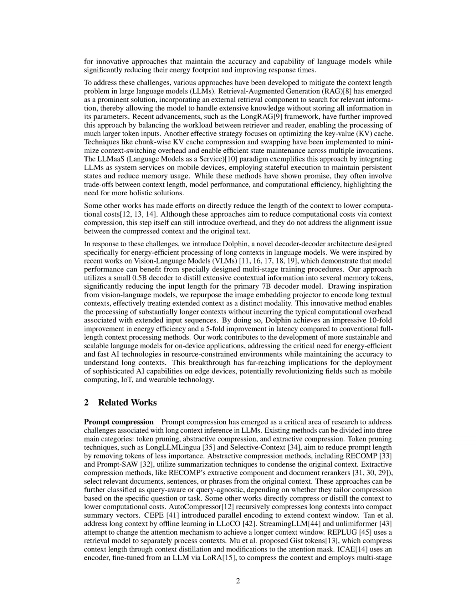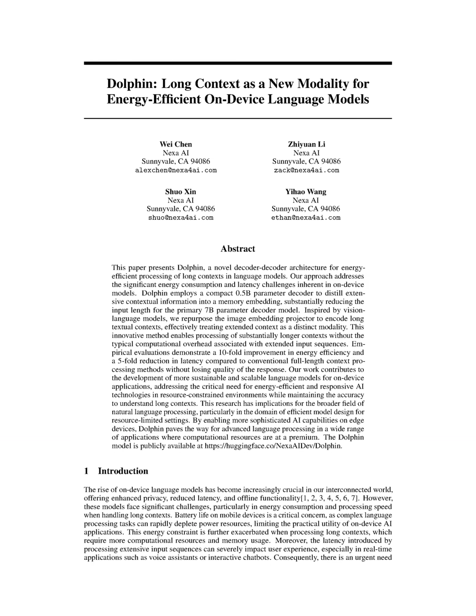The Dolphin model specifically aims to address the challenges of energy consumption and processing speed associated with handling long contexts in on-device language models. This is significant because mobile devices often face critical battery life constraints, and complex language processing tasks can quickly deplete power resources, limiting the practical utility of AI applications.